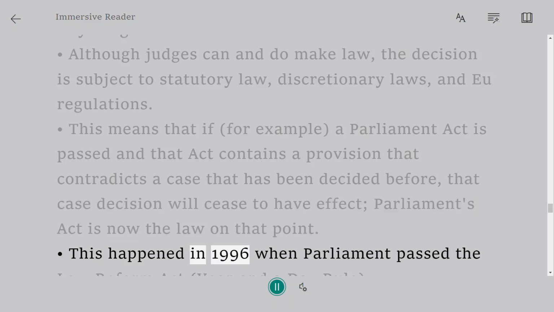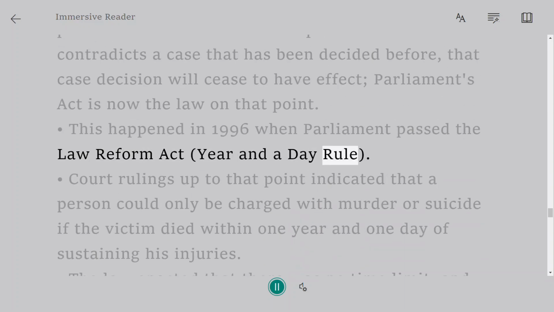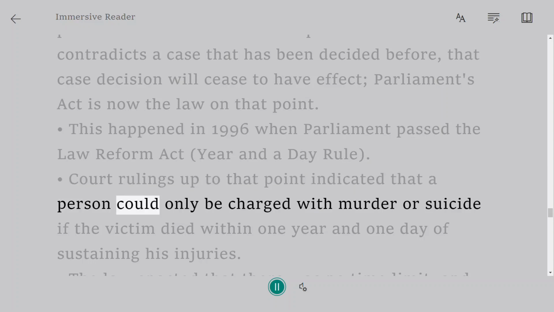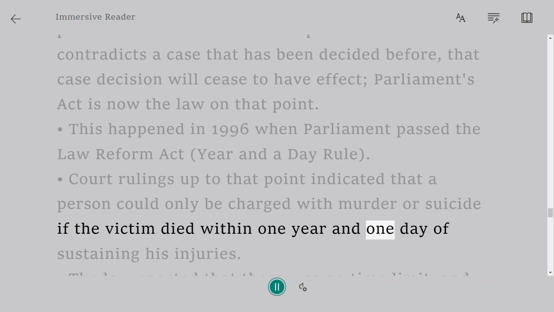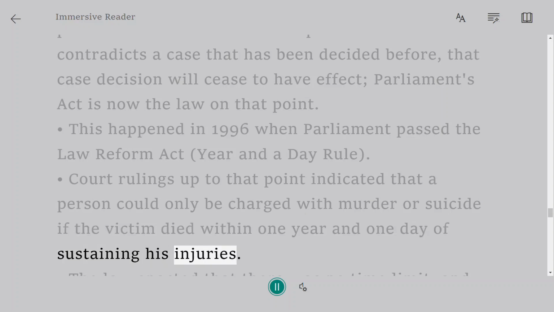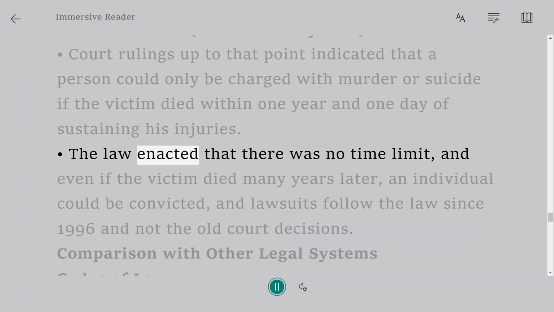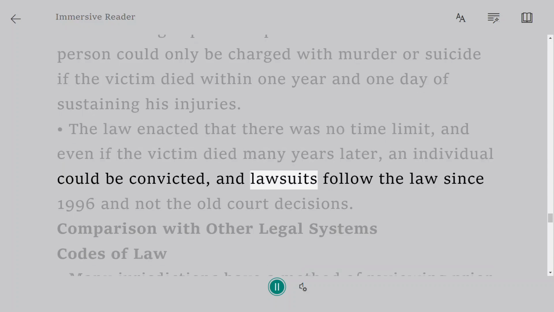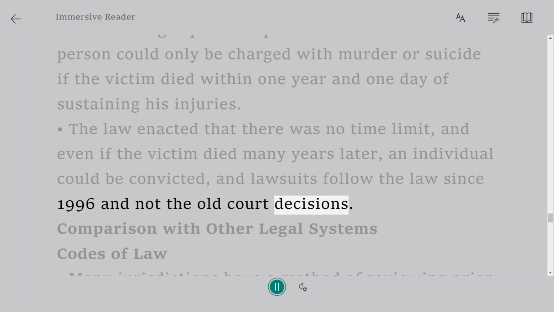This happened in 1996 when Parliament passed the Law Reform Act, Year and a Day Rule. Court rulings up to that point indicated that a person could only be charged with murder or manslaughter if the victim died within 1 year and 1 day of sustaining his injuries. The law enacted that there was no time limit, and even if the victim died many years later, an individual could be convicted, and lawsuits follow the law since 1996 and not the old court decisions.